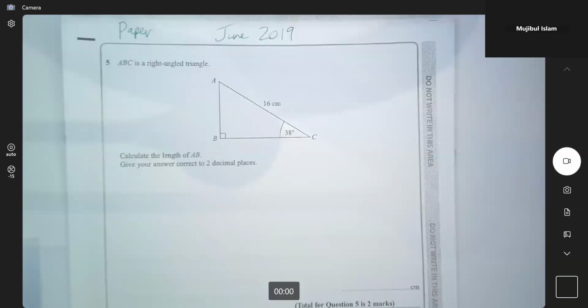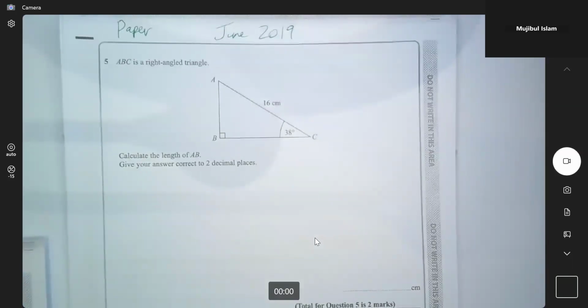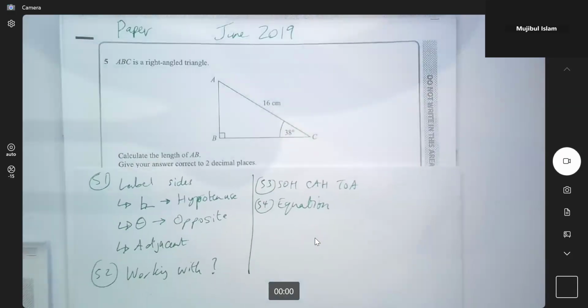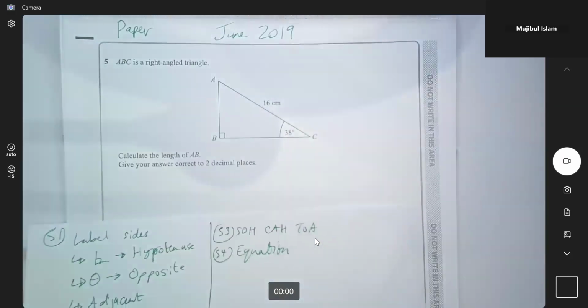Okay, let's make a start on this one. Similar to before, here are my steps. Step one, I need to label the sides.